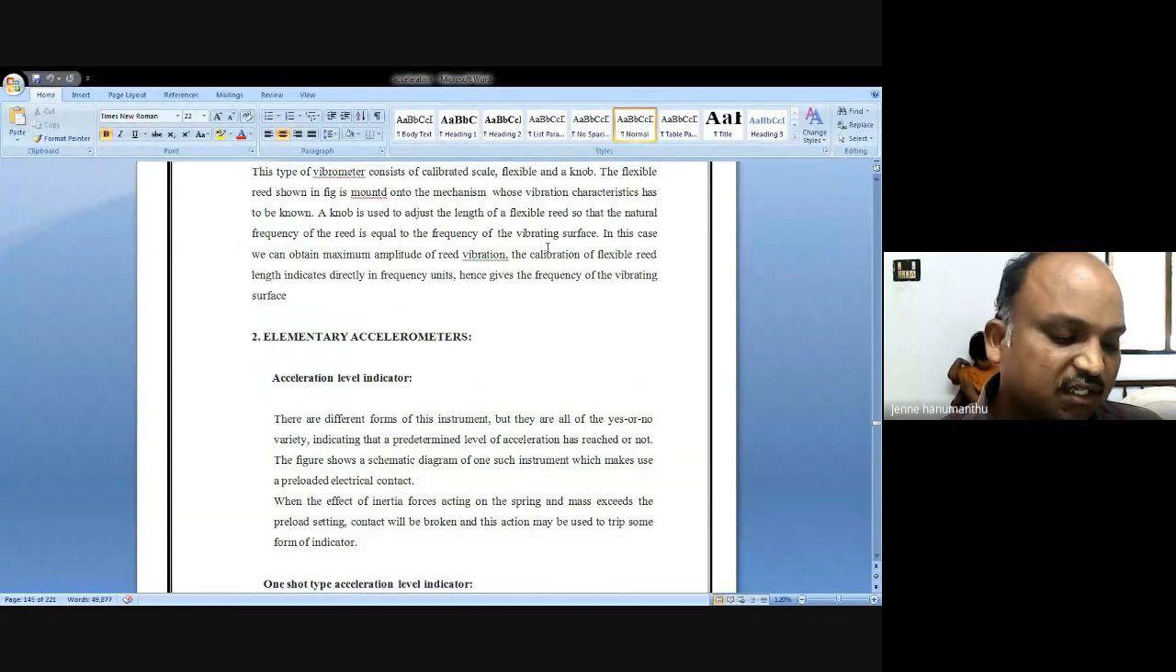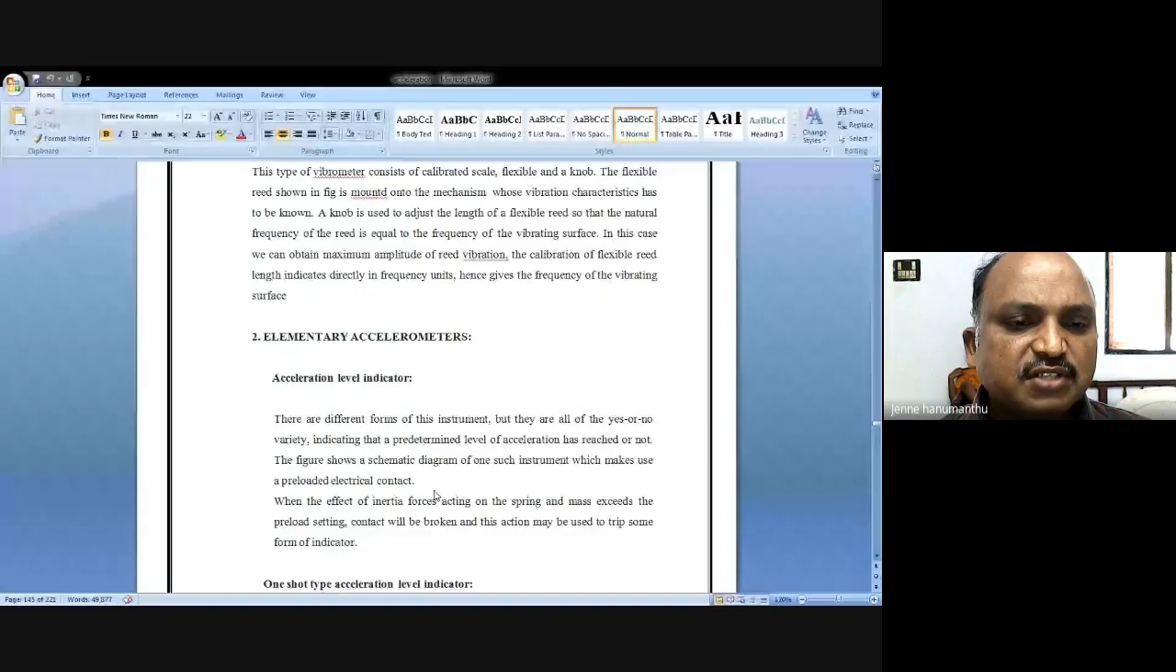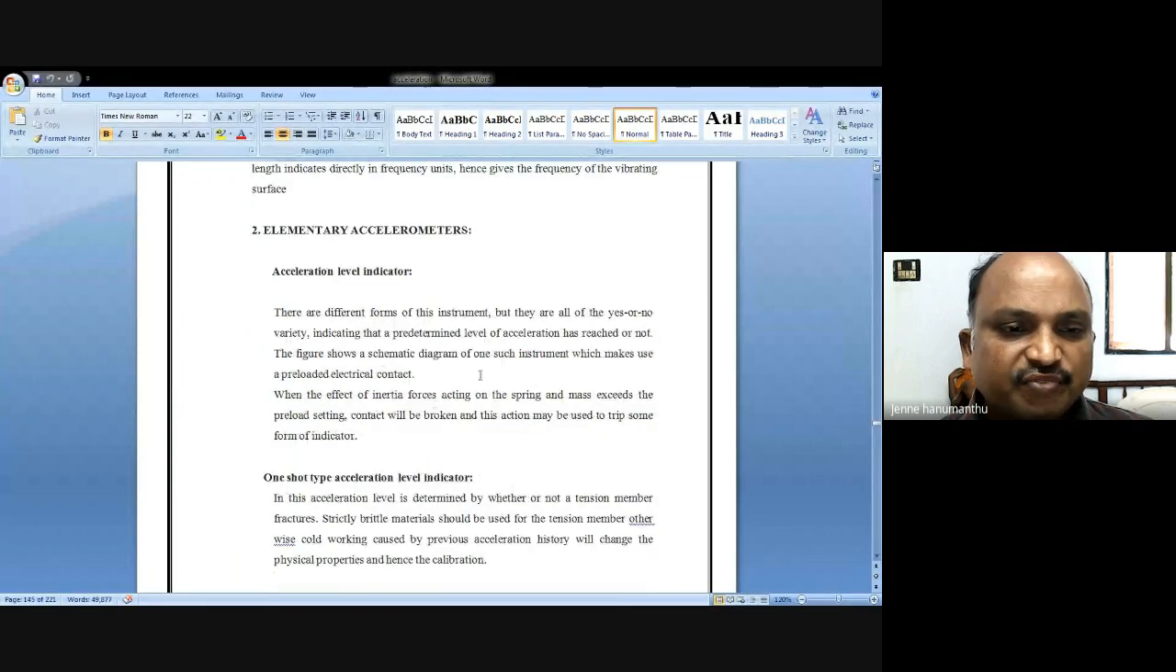Right? That's about a simple vibration measurement. But there is no separate topic on vibration in the syllabus. It is mainly focusing on acceleration, which is nothing but rate of change of velocity. So we have different simple instruments available, like the acceleration level indicator, one shot type acceleration level indicator, like this.